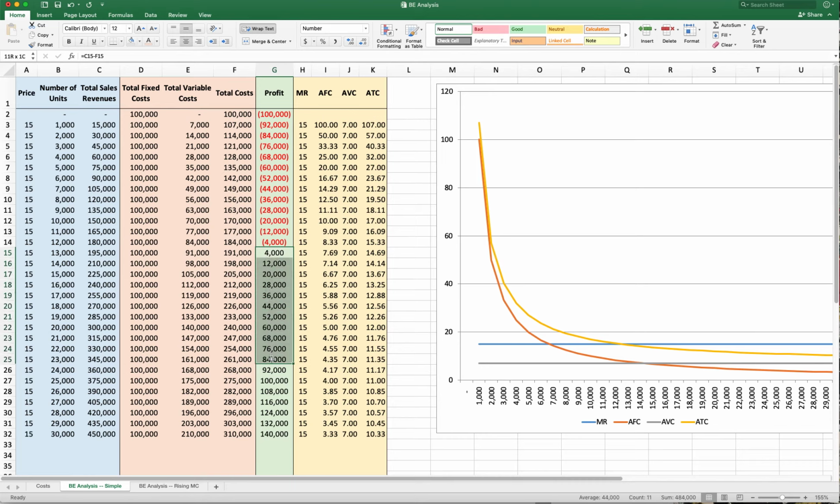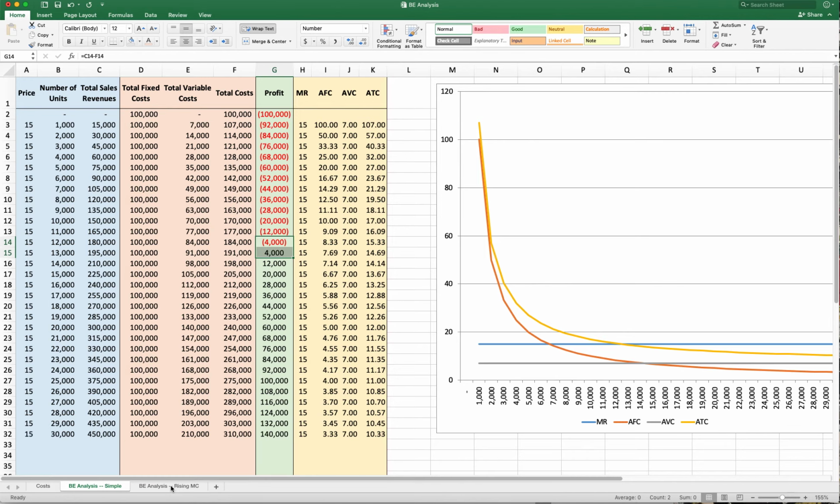And in this simple example, profits go on up into infinity because we have no increasing costs, which is not realistic. But it's a good model for a small business that's getting started. So our break even here is between these 2 points, about 12,500.